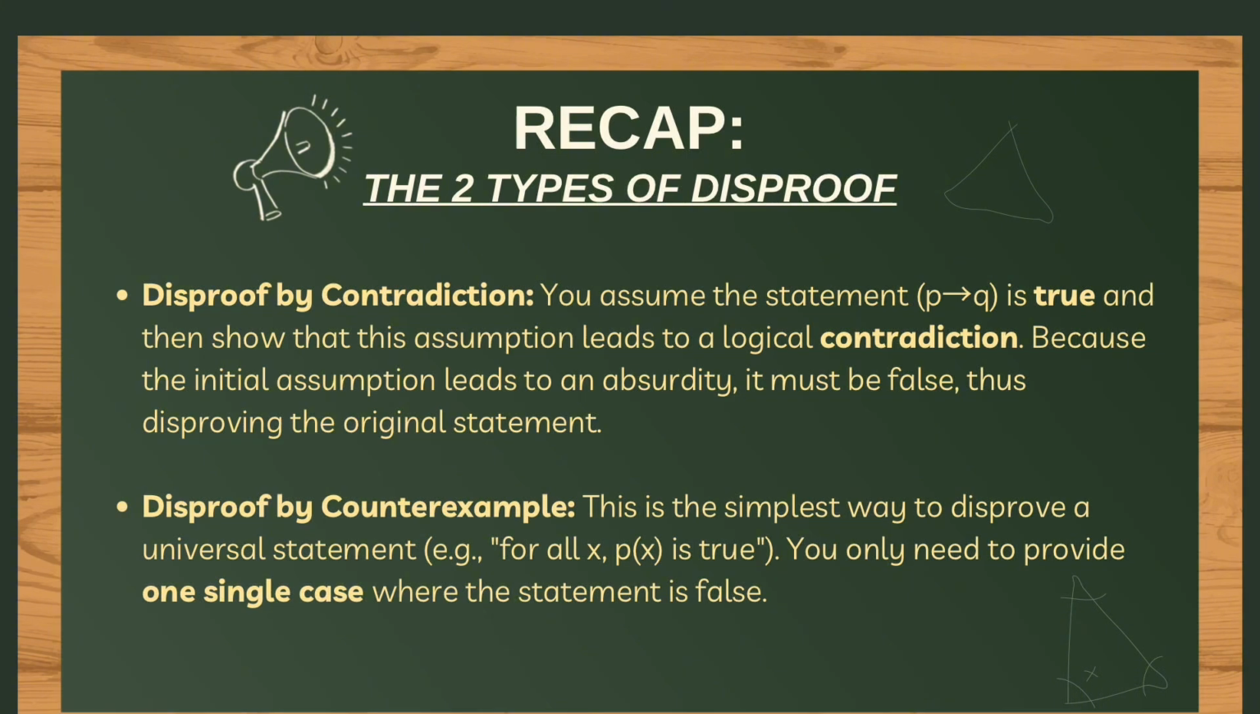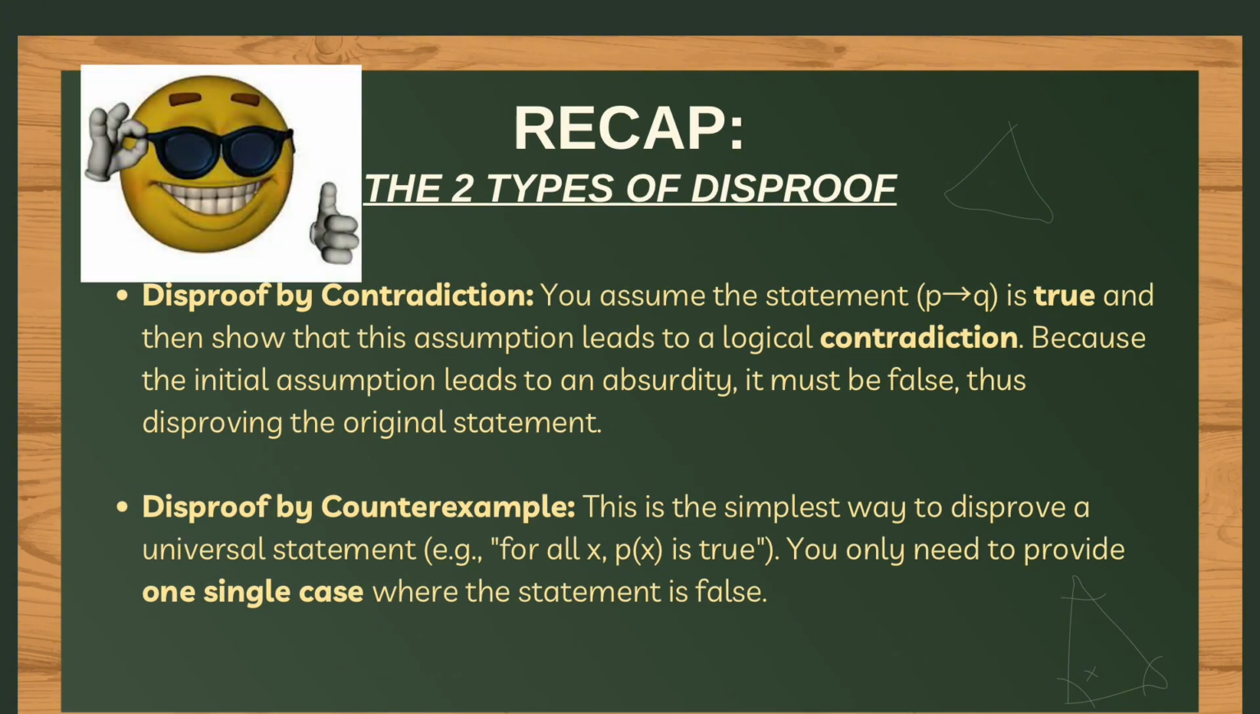While for the two types of disproof, we have disproof by contradiction and disproof by counterexample. Under contradiction, you assume that the statement P to Q is true and then show that this assumption leads to a logical contradiction. Because the initial assumption leads to an absurdity, it must be false, thus disproving the original statement. While under counterexample, this is the simplest way to disprove a universal statement. You only need to provide one single case where the statement is false.